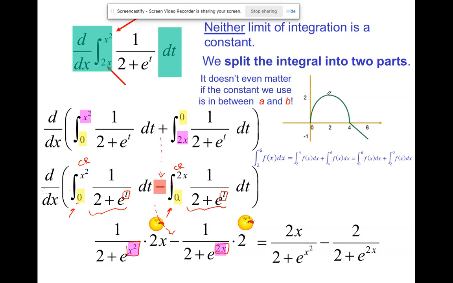Right? I mean, this isn't this function, but I was just showing you. It doesn't even matter if the constant you use is between your values. It just doesn't matter, right? If you're integrating from 2 to 6, I could say I'm going from 2 to 4 plus 4 to 6, but that's also equal to 0 to 6, plus 2 to 0 going the other way, right? There's just so many things I could do.